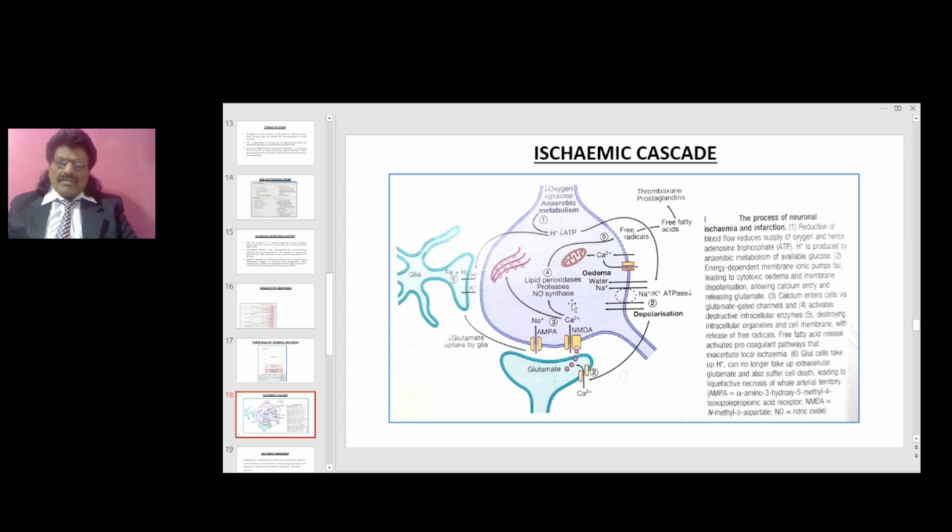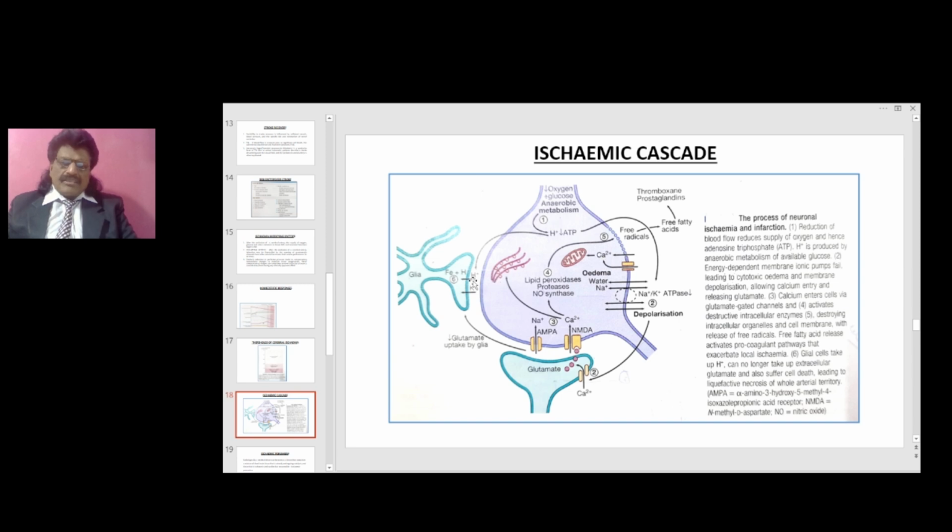And fourth, what happens? It activates destructive intracellular enzymes: lipid peroxidases, proteases, nitric oxide synthetase. The next point is that it destroys intracellular organelles and cell membranes with release of free radicals, free fatty acids, thromboxane and prostaglandins. Free fatty acid release activates procoagulant pathways that now start exacerbating the local ischemia.